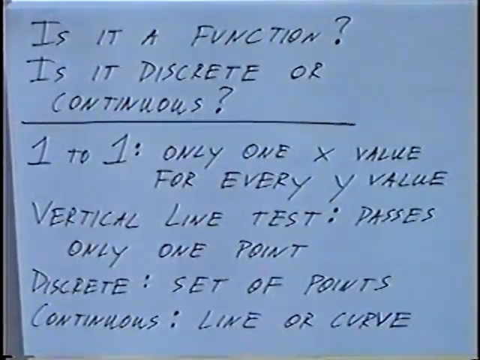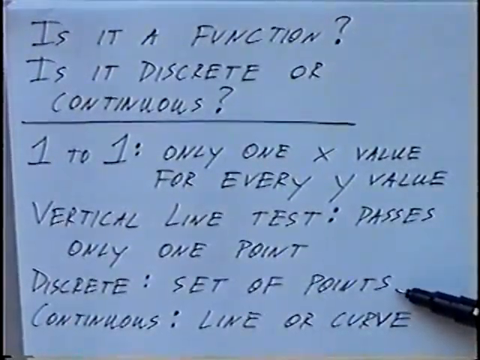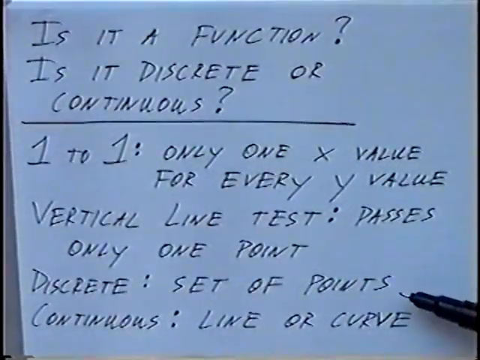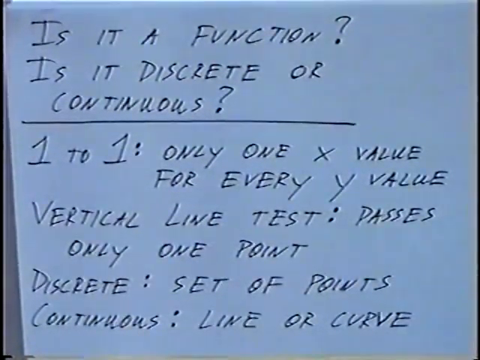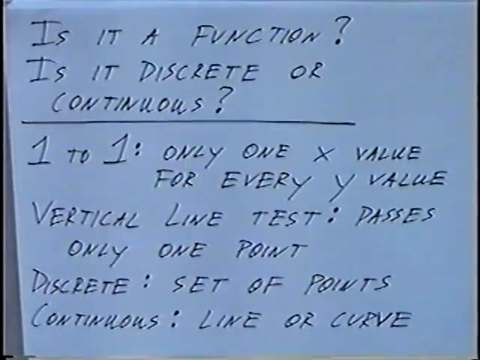The next definition, discrete. Discrete is a set of points. Looking at a table or a graph, if you can count up how many points there are, then it is discrete. Continuous, if you have a line or curve, there's an infinite number of points on every line and every curve. An infinite number of points means it's continuous.